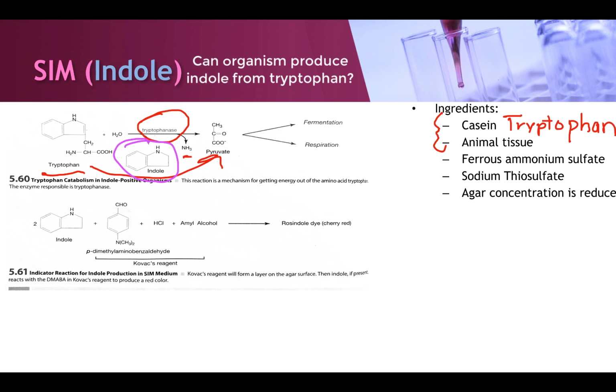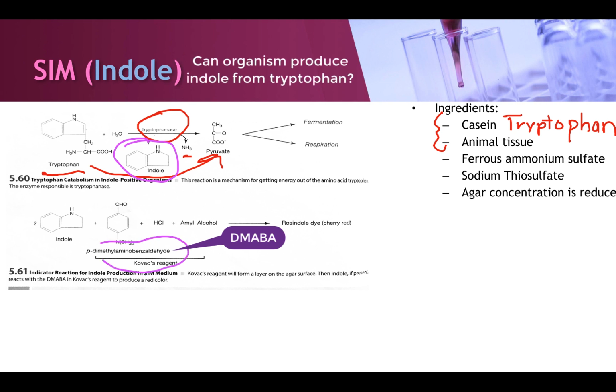The way that we check for this is after the incubation, we will add a reagent called Kovacs reagent. Kovacs reagent contains p-dimethylamino-benzaldehyde. We simply call it DMABA. There is also some hydrochloric acid dissolved in amyl alcohol. When a few drops of the Kovacs reagent is added to the tube, it will form a layer over the agar.